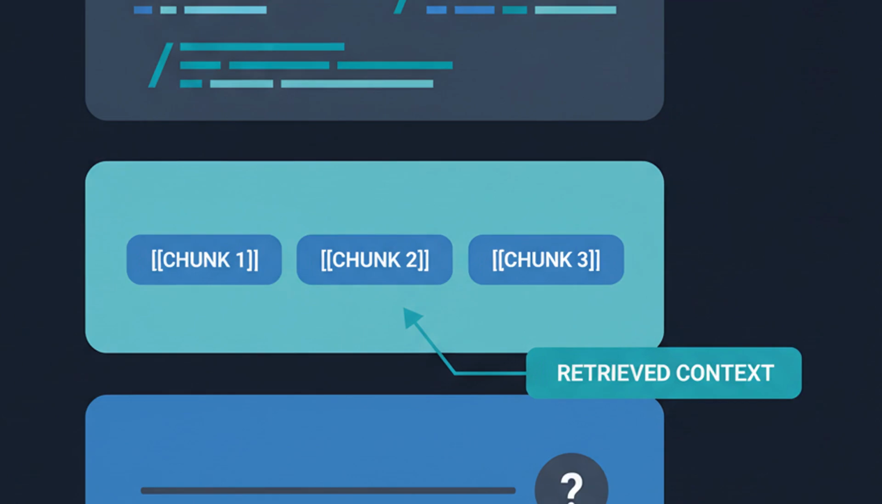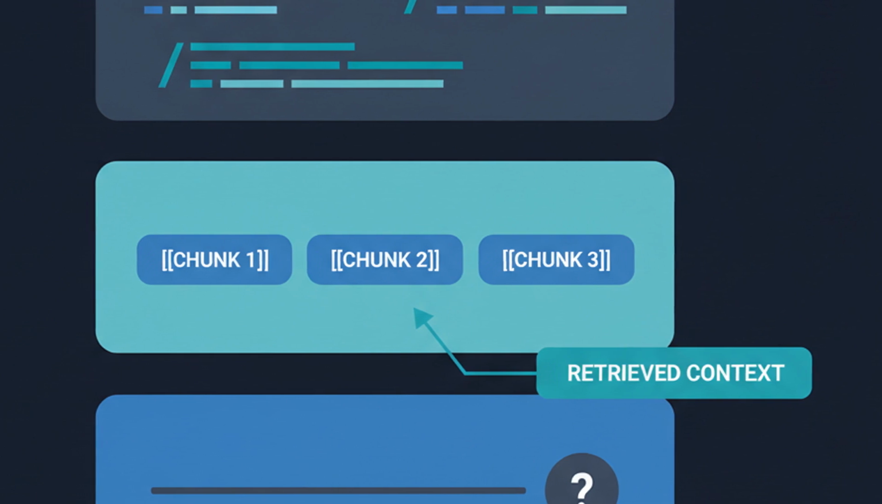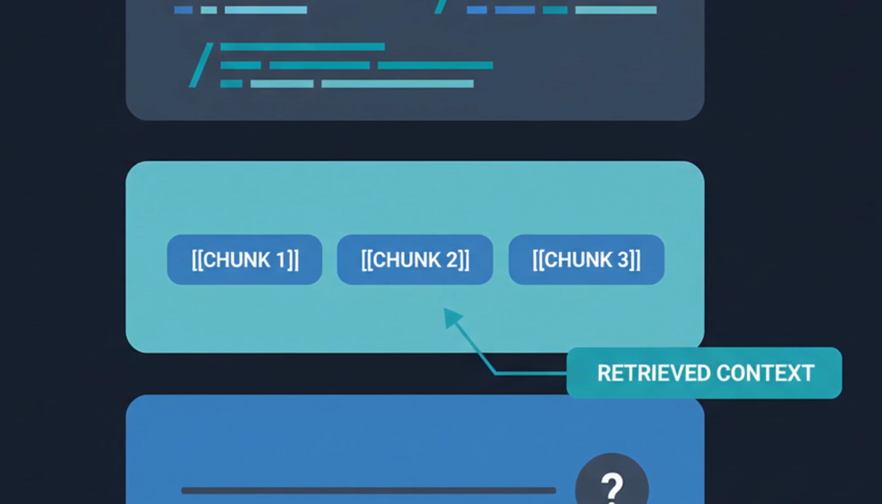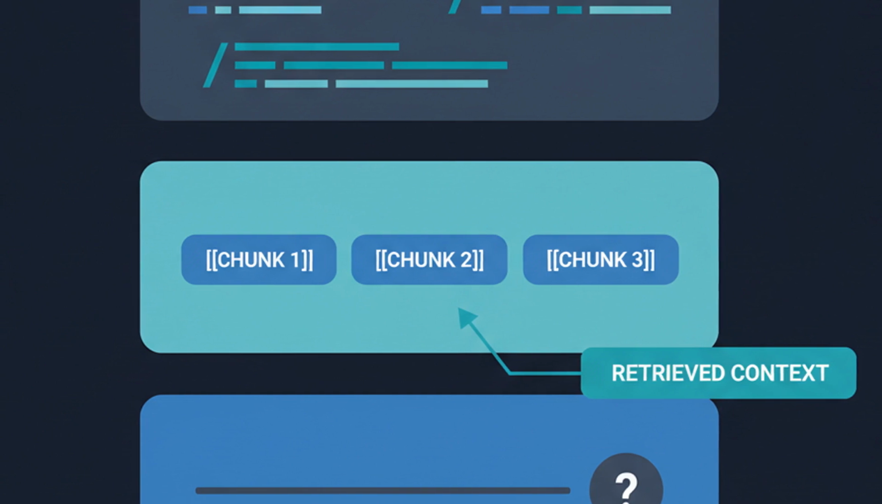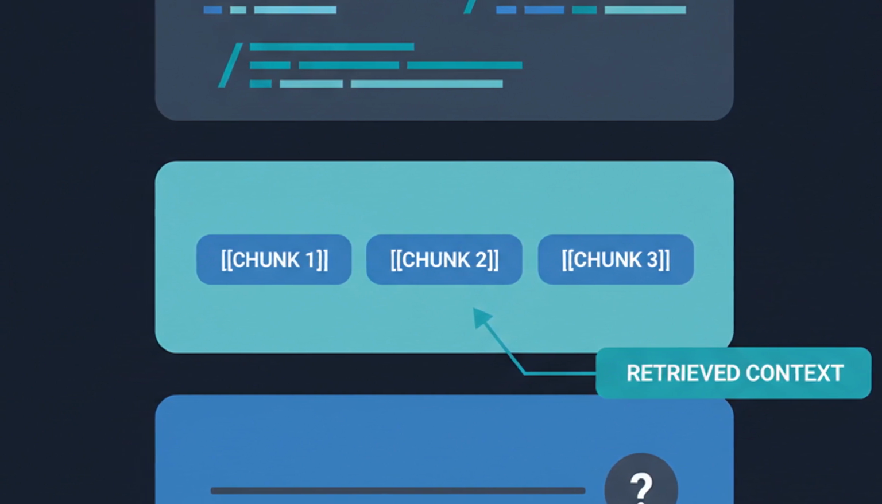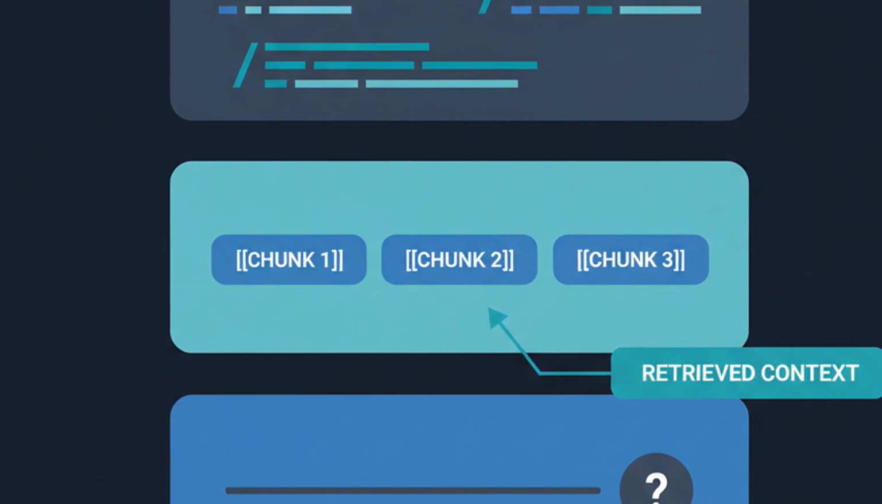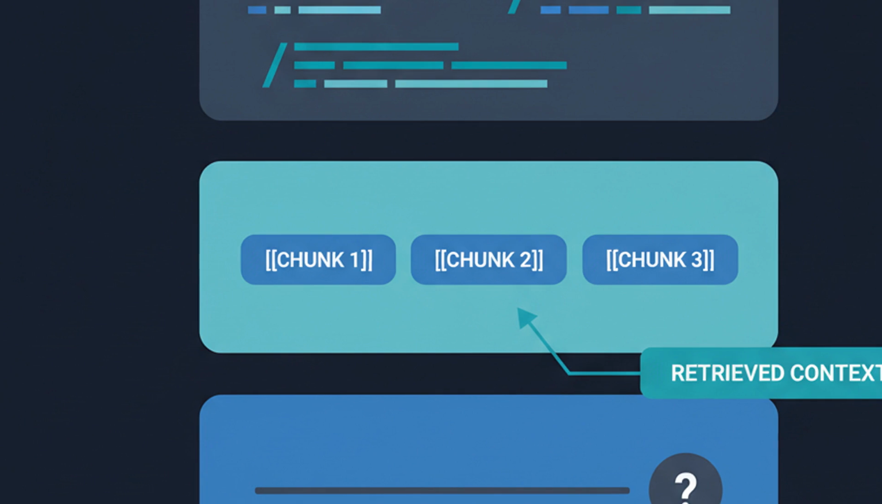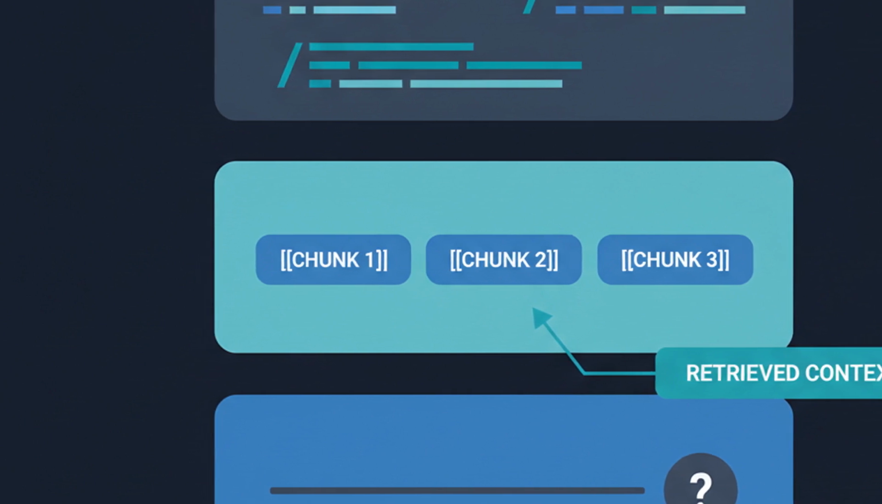Retrieved chunks alone are not useful. You need to present them to the LLM effectively. This is where RAG-specific prompt engineering comes in. Your prompt should clearly separate the retrieved context from the question. Instruct the model to answer only using the provided context. Add a fallback instruction. If the context does not contain the answer, say so instead of guessing. This simple structure dramatically reduces hallucinations compared to naive approaches.